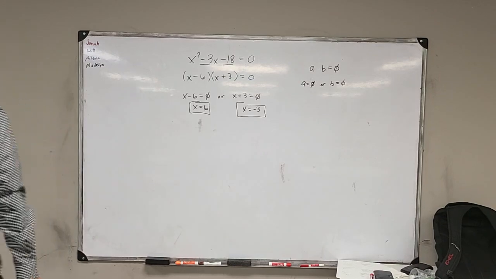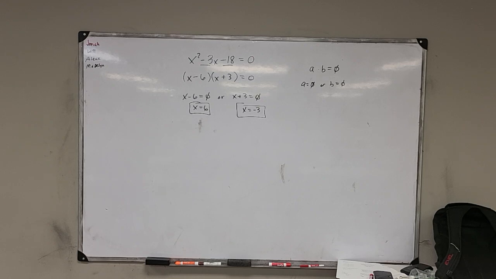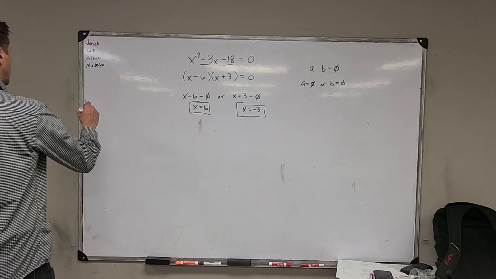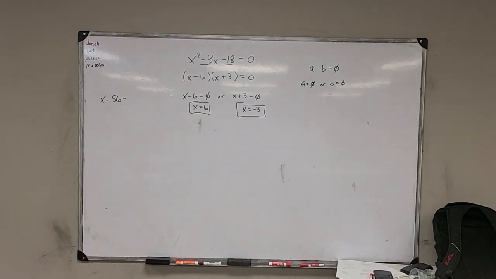All right, so let's do another example from the book. Let's try x minus 56 equals negative x squared.